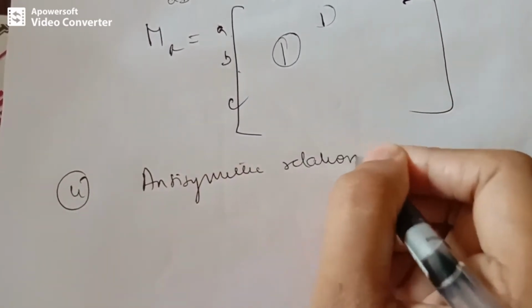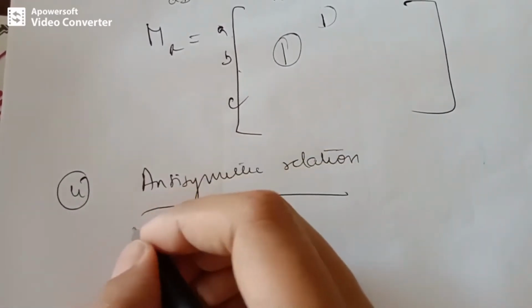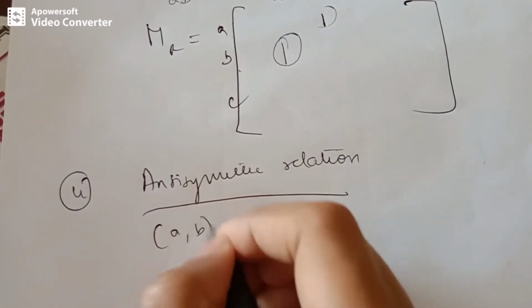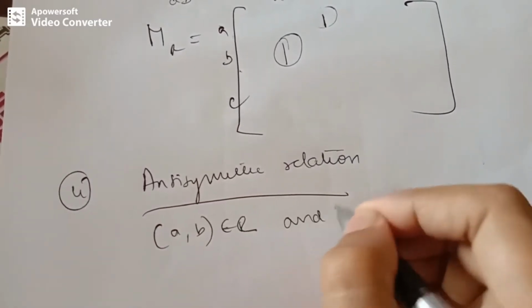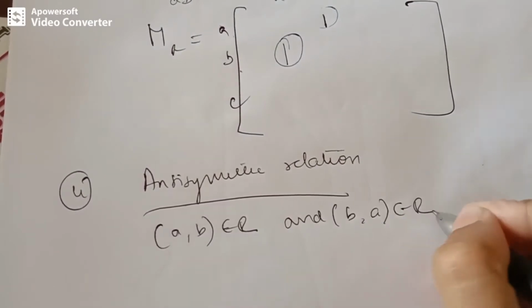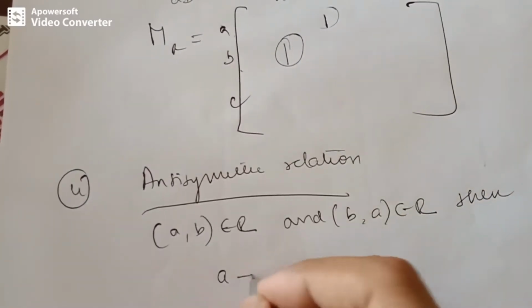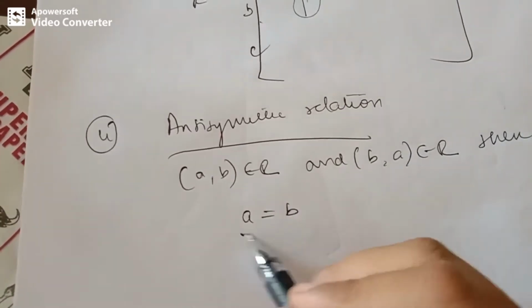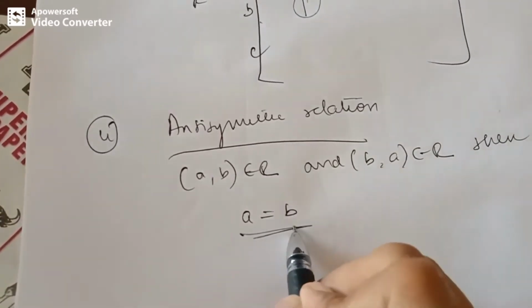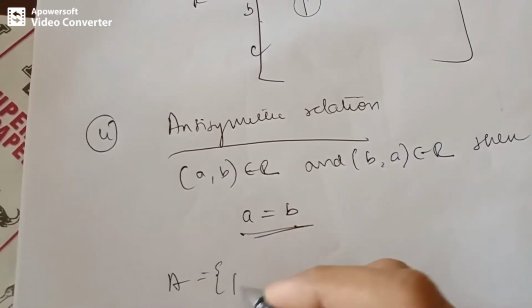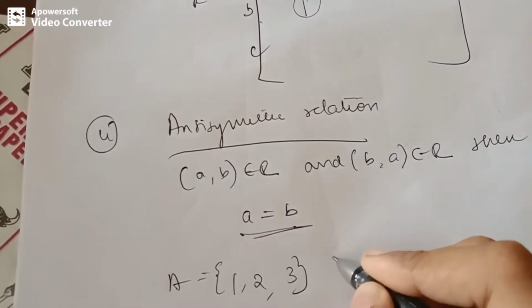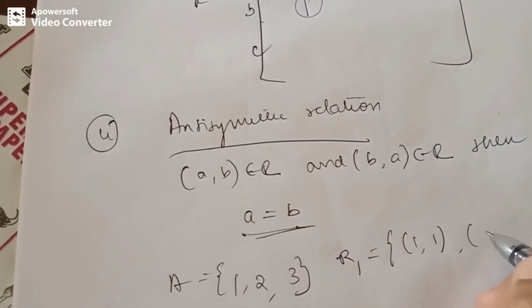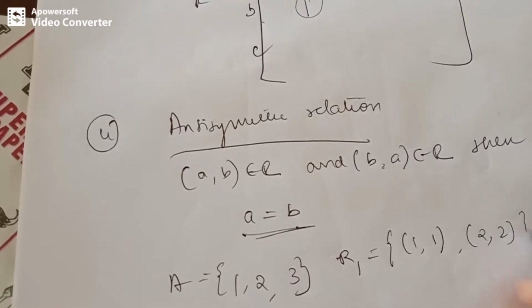So what is this antisymmetric relation? A relation R on set A is said to be antisymmetric if whenever (a, b) belongs to R and also (b, a) belongs to R, then a is equal to b. Okay. So by this definition, we can have an example closely related to this. Set A consists of 1, 2, 3, for example, and relation R1 consists of these pairs.